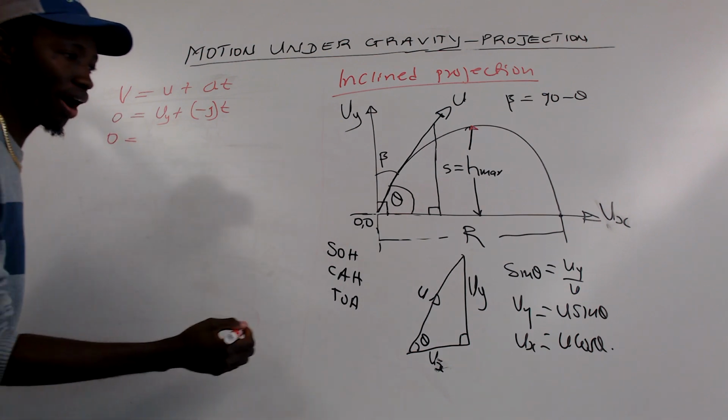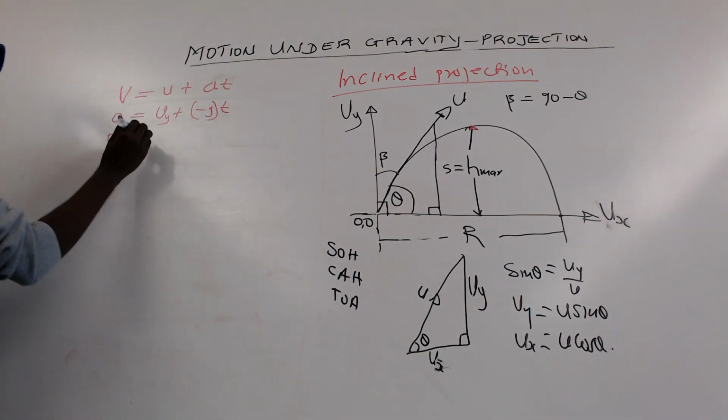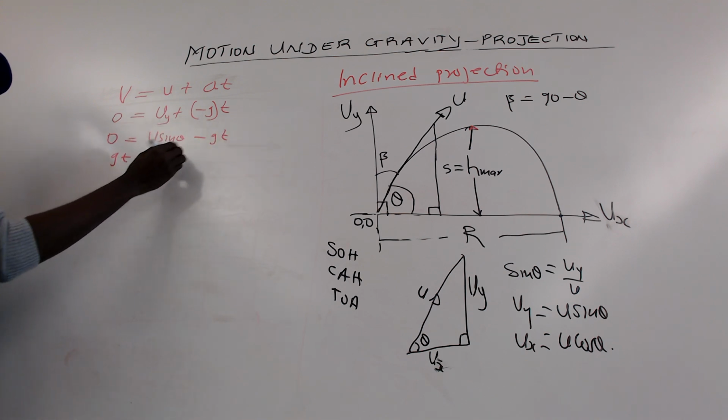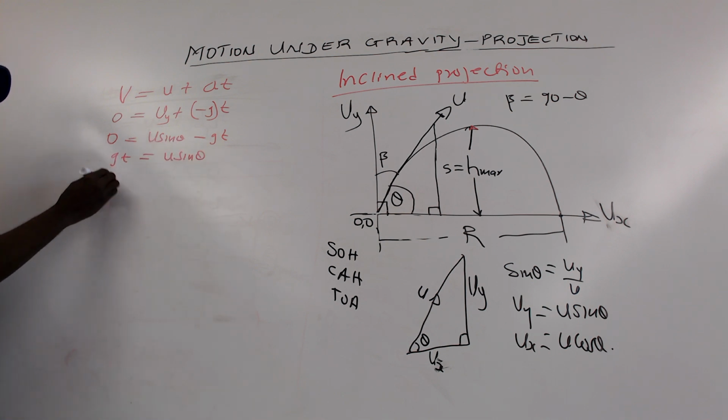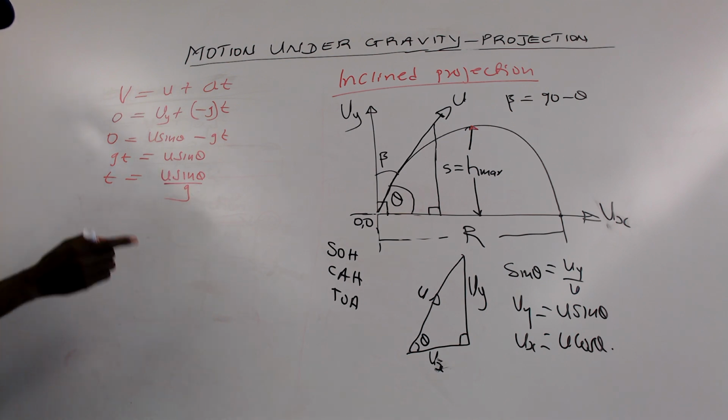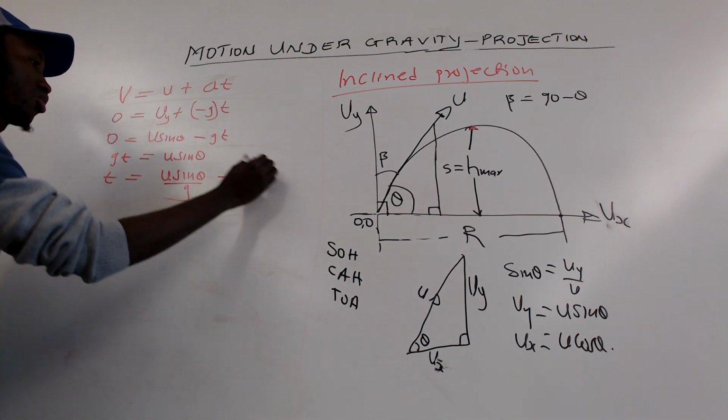But what is Uy? Uy is U sine theta. We have it to be U sine theta minus GT. So if we transpose, GT equals U sine theta, and if we make T the subject, T equals U sine theta all over G. We have equation 7, so this will give us equation 8.